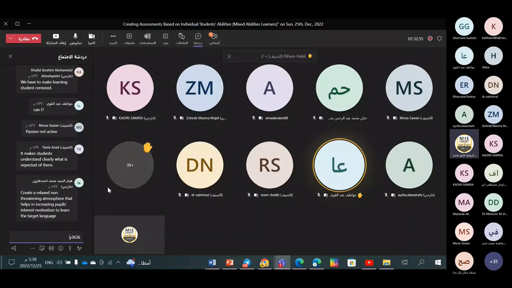Muna, passive, not active. What do you mean passive but not active? You mean they may be passive learners? Muna?